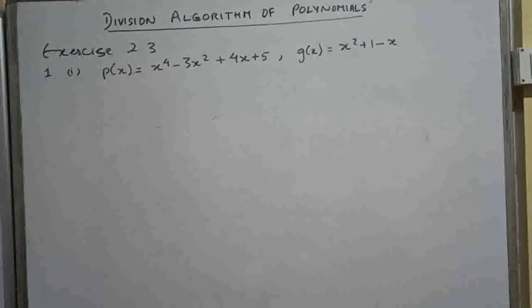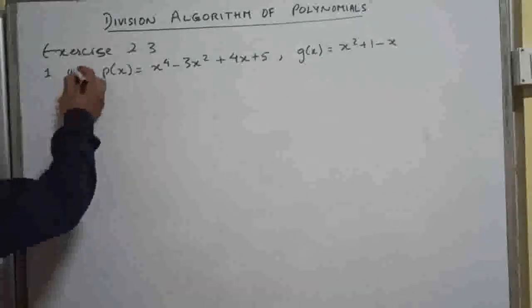Now, in this video, we will solve some questions from exercise 2.3, which reads as, in question number 1, divide the polynomial p(x) by the polynomial g(x) and find the quotient and remainder in each of the following. In this question number 1, we have 3 sub-questions. Out of this, I'll be solving question number 2.